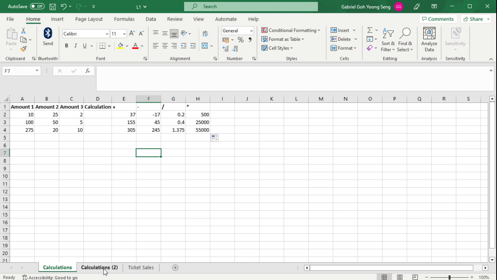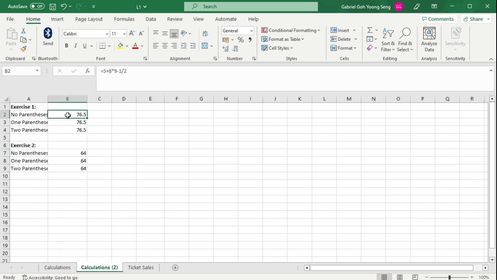Now, when we want to view what calculations we made, there are two ways. One is we can look in the formula bar up here. The second way is if we double click in the cell, we'll be able to see the formula that is being used. Now if we want to compare with parentheses.